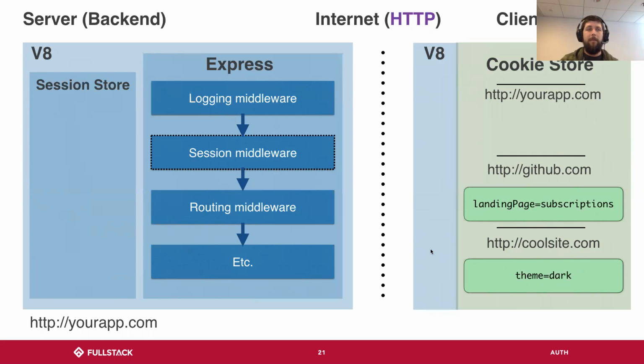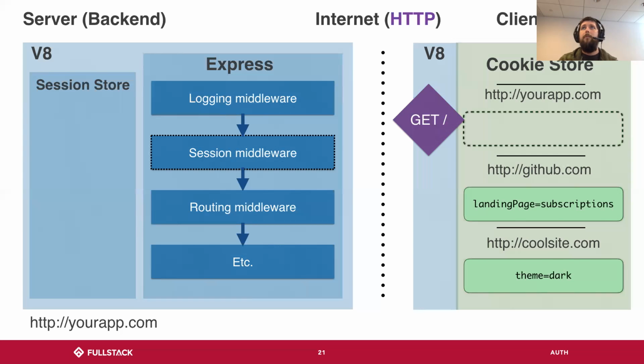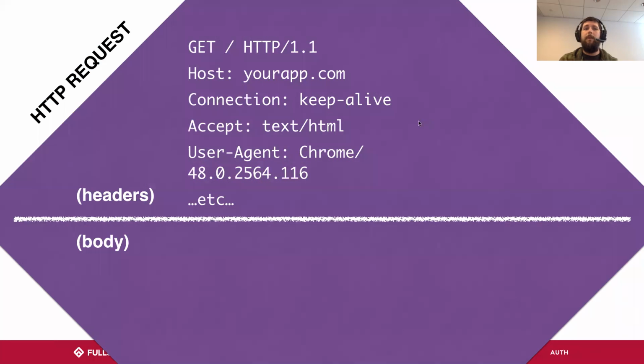It has never made a request to http://yourapp.com. We visited other websites. We've visited GitHub, we've visited coolsite.com, and we've got other cookies for them, but we don't have any for yourapp.com. So if we make a GET request to yourapp.com, here's what our GET request might look like.